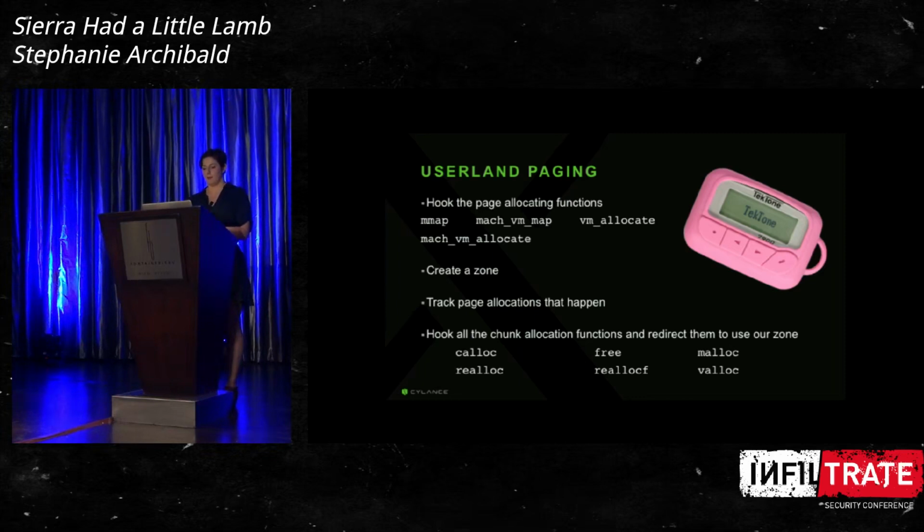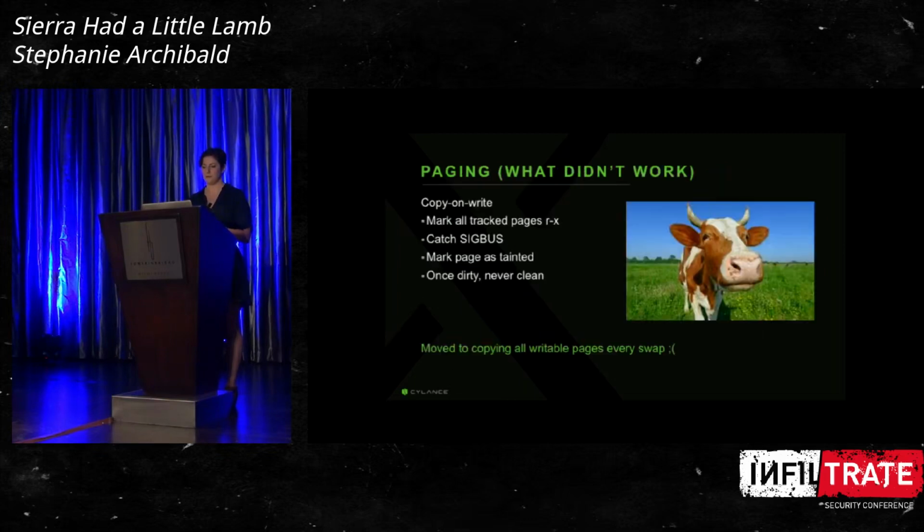Track all of the page allocations that happen. And then basically you just hook your malloc, you hook your calloc, vm_allocate, all of those functions, right? And then redirect them to using the zone that you've allocated. And because the zone will then return chunks of memory from our zone, we already know that we're writing those pages in and out as necessary.